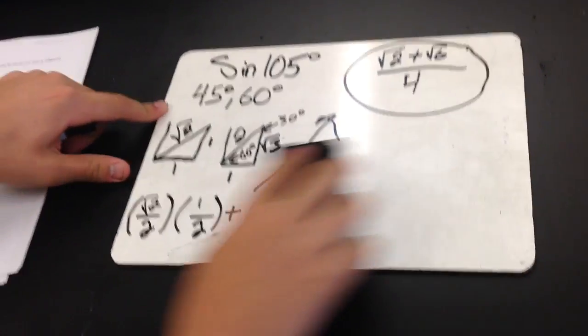So now you guys can do problem number 2 on your own. Then I'll teach you some more stuff. Problem number 2 is sine of 75.